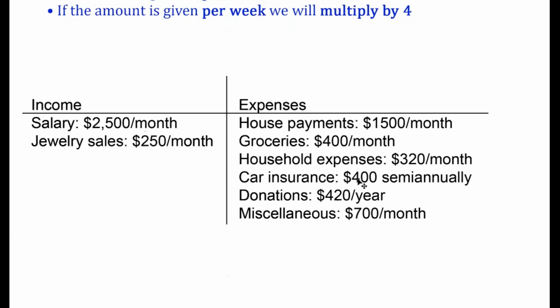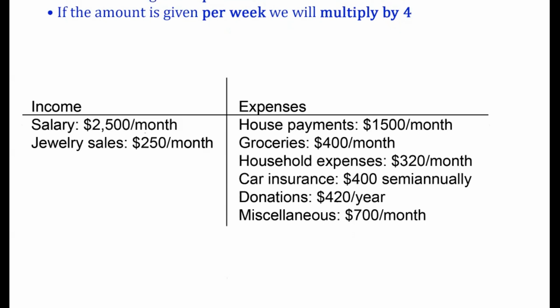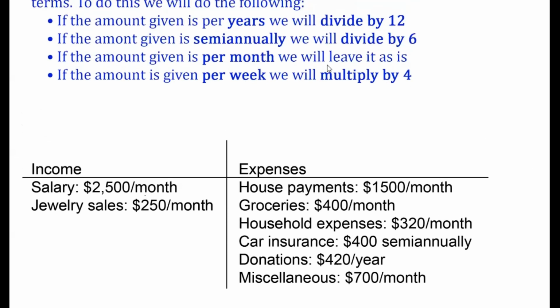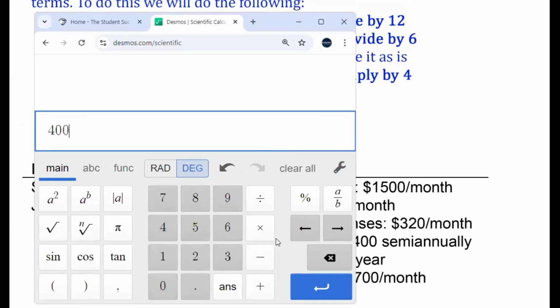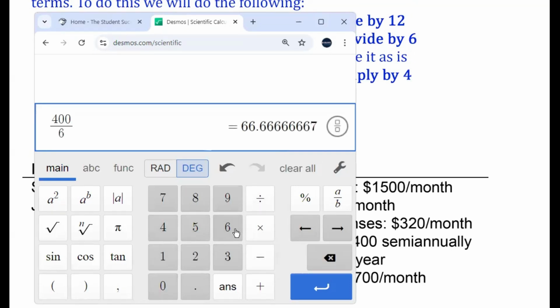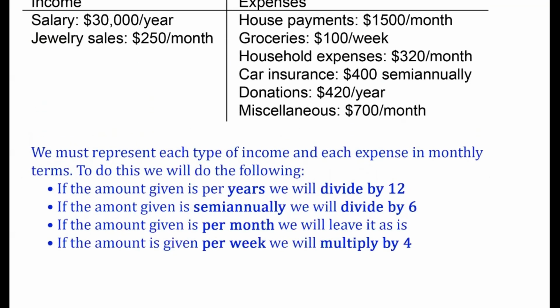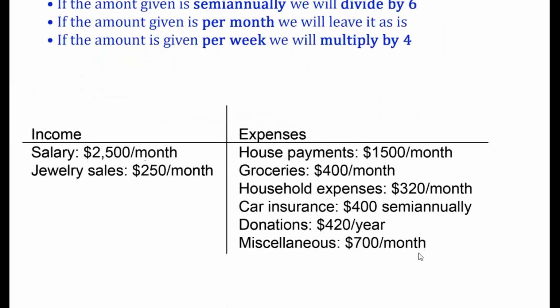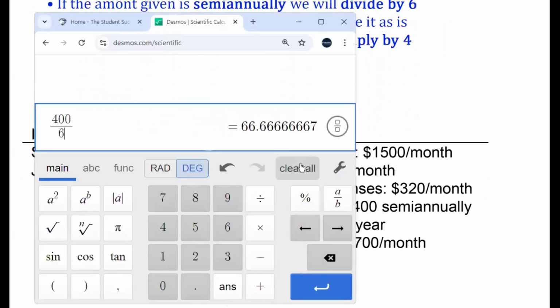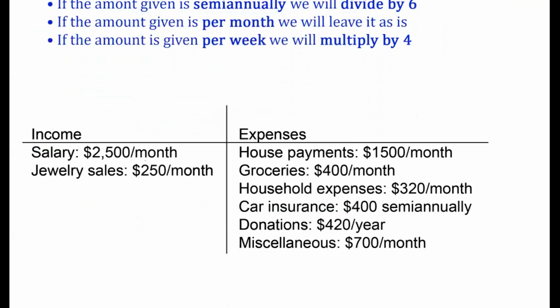Next up is car insurance. This is 400 semi-annually. So 400 semi-annually means twice a year, and to convert from semi-annual to monthly, we can divide by 6. So let's take 400 and divide it by 6. Okay, so we get 66.6 repeating. The original instructions did say round your answer to the nearest dollar. So I am going to take my 66.6 repeating and bump that to 67. So the car insurance, $400 semi-annually, is the same as $67 a month.